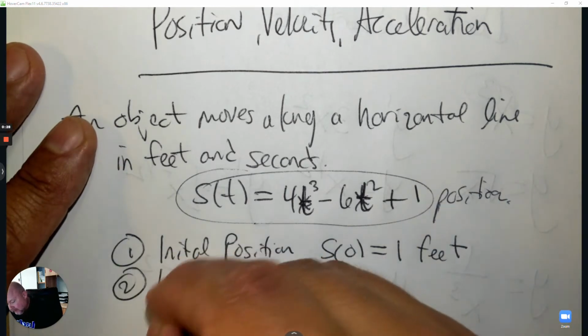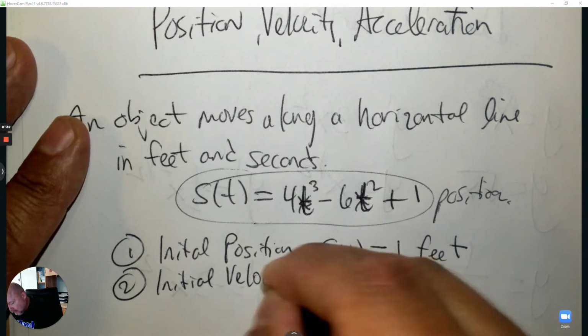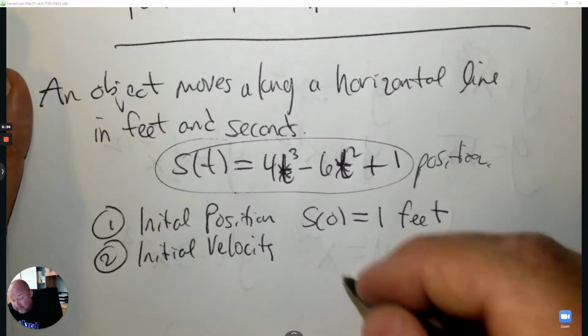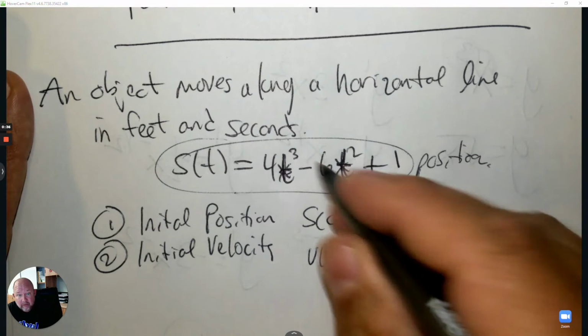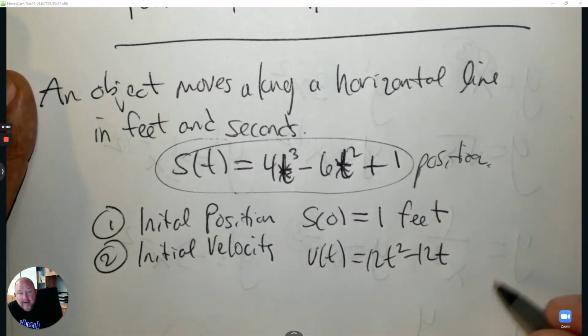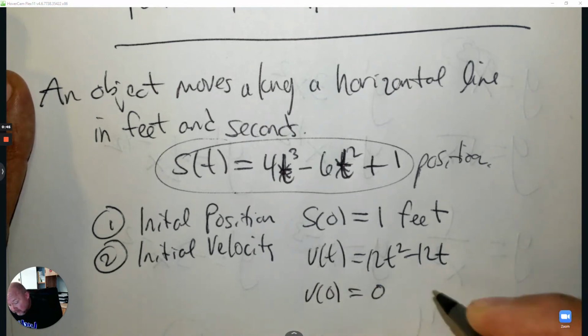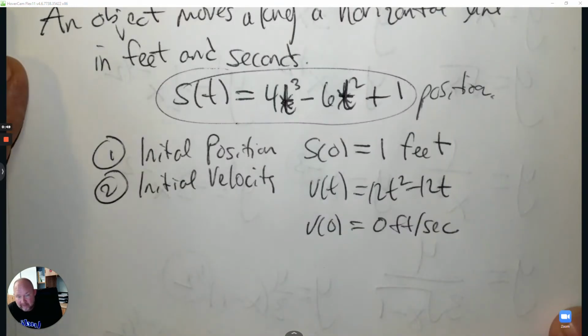If you're asked for the initial velocity, well, first you'd have to find the velocity. So the velocity is the derivative. And then you would plug in 0. So if I plugged in 0 in this case, the answer is 0, and you would write feet per second. So in other words, at 0, it's resting.